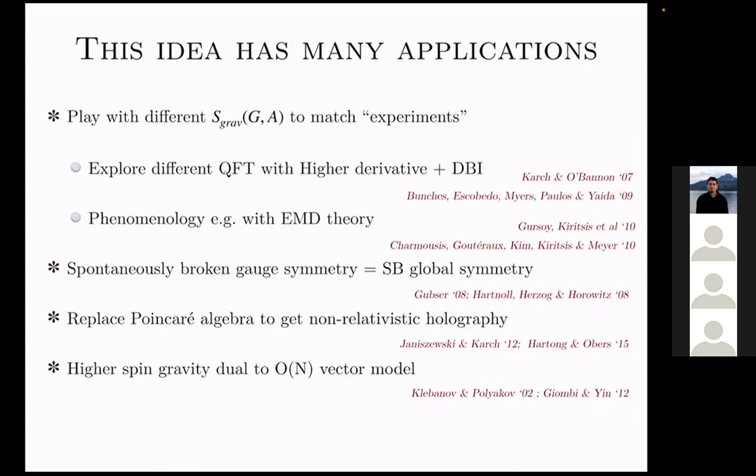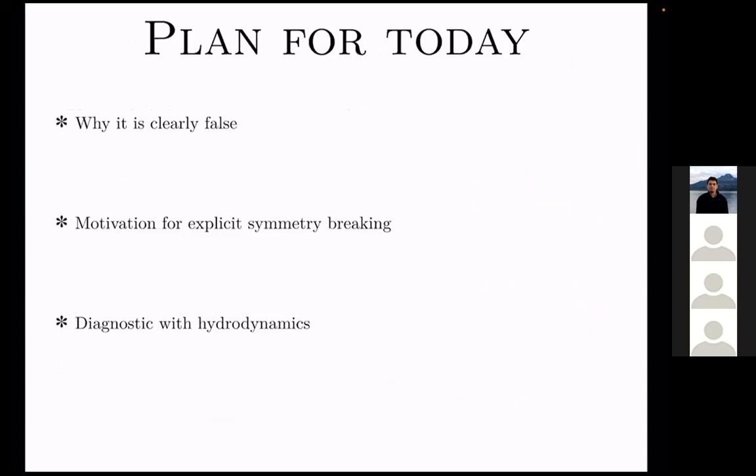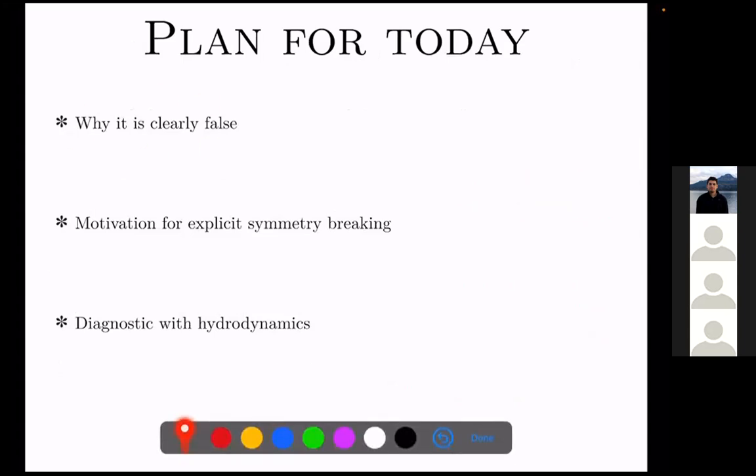Okay, so the plan for today is that I first want to explain why that statement, that gauge symmetry becomes global symmetry in the bulk, sorry, that global symmetry in the boundary becomes gauge symmetry in the bulk, why this statement is clearly false. That's probably everything I've said.